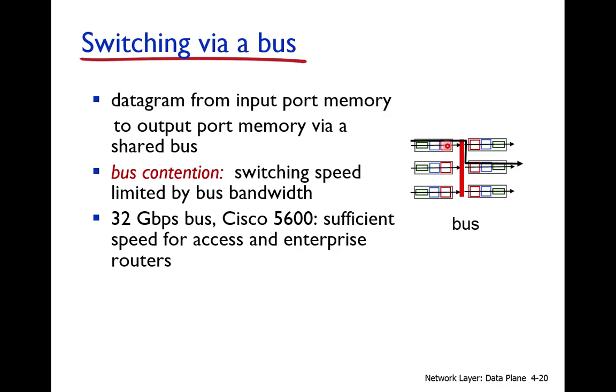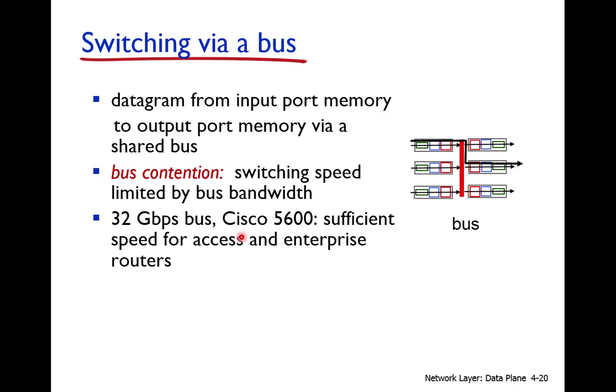So if this port is forwarding a packet to this port, it is moving from this link to this link. So this link is busy, and no other port can forward their data packet. They have to wait. So this bus can be used by one input port at a time. If two or more input ports want to forward data, then they have to wait. One packet will be forwarded on the system bus, and the other has to wait.